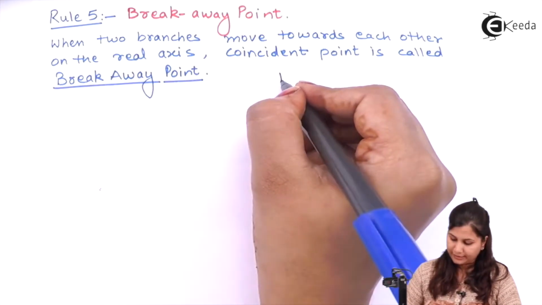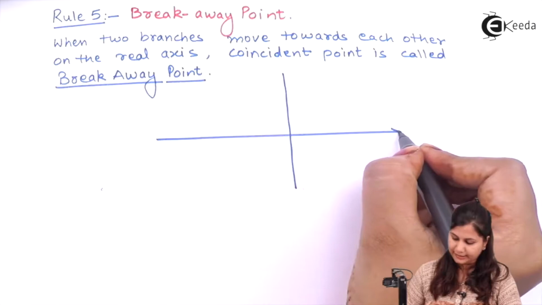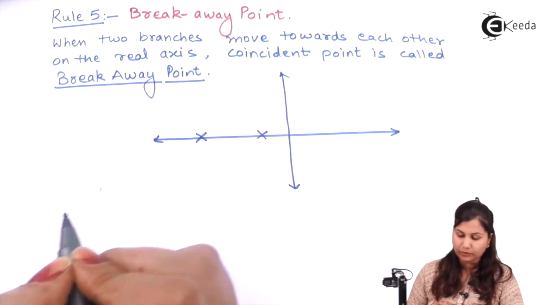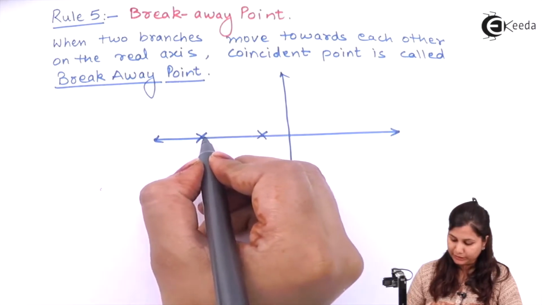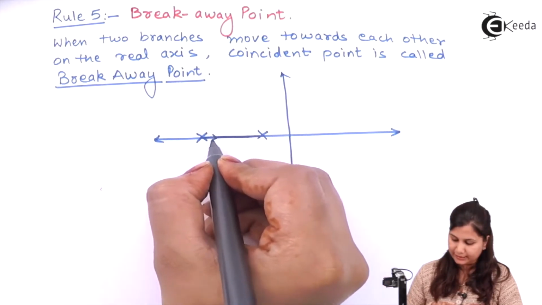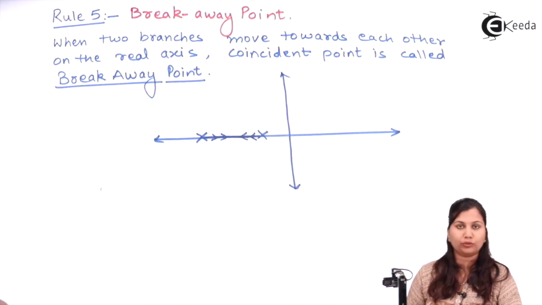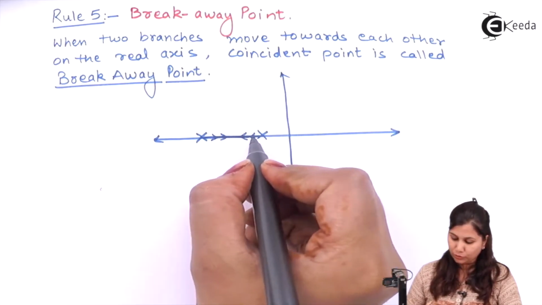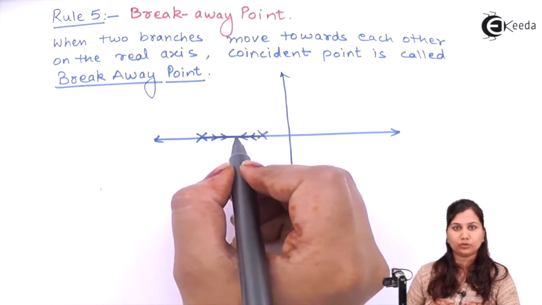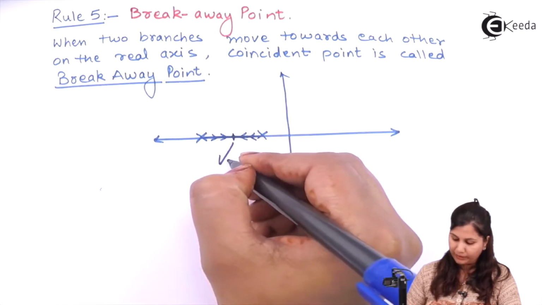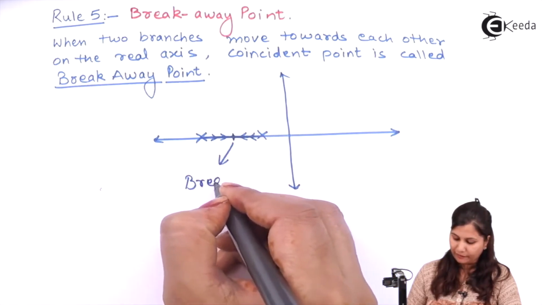Okay, this is the real axis and imaginary axis. We have two poles here. For this pole, the direction of root loci is in this direction, and for this pole we have the direction of root loci here. So these two root loci, or these two branches of the root locus, are going to meet at one point, and this point is called the breakaway point.